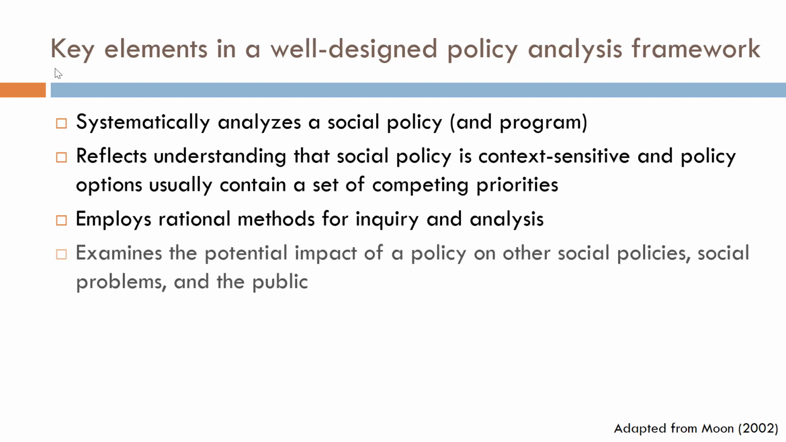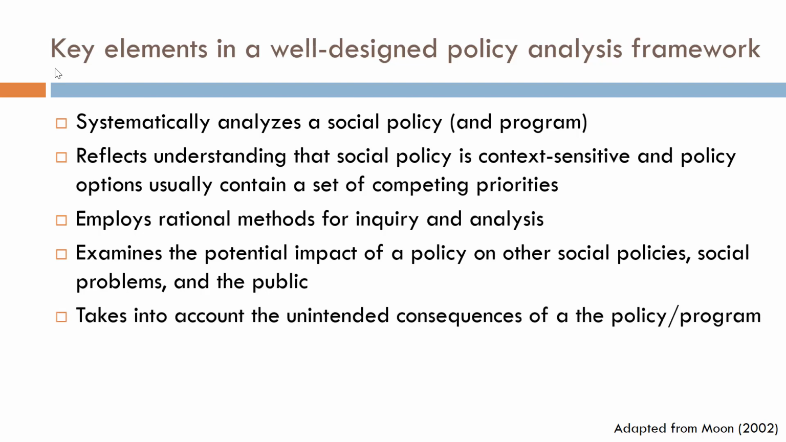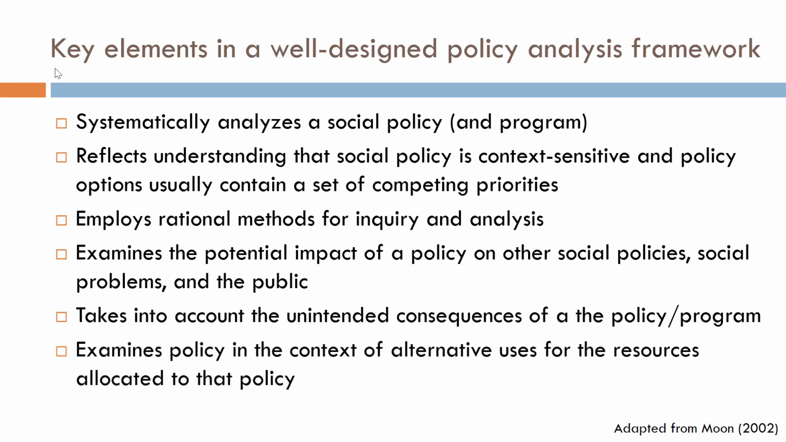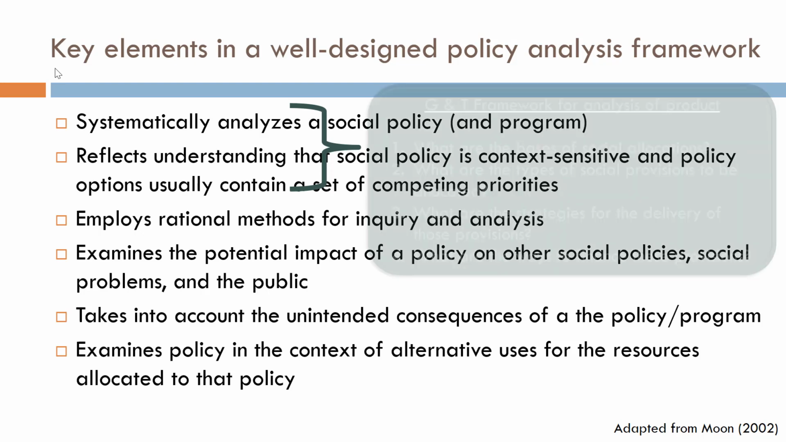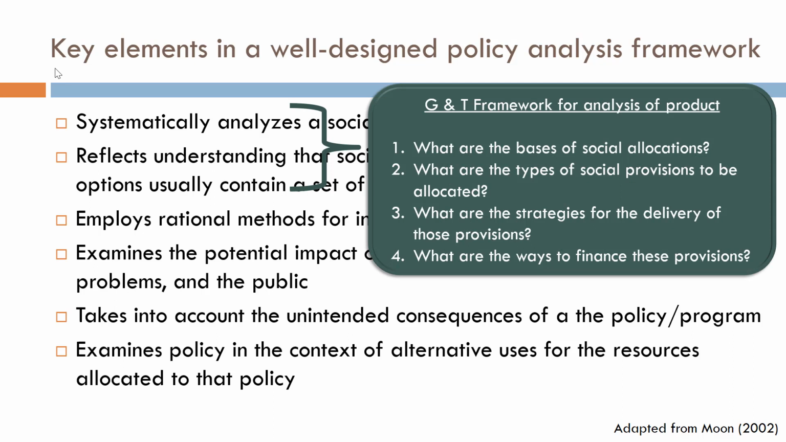The framework must also examine the potential impact of a policy on other social policies, social problems, and the public. The framework also takes into account the unintended consequences of that policy, and it examines the policy in the context of alternative uses for the resources allocated to that policy. So in terms of the 3 P's, the process, product, and performance, when we look at these first two in terms of systematically analyzing the policy and reflecting the understanding that the policy is context sensitive, etc., we can see that this is the product piece of the Gilbert and Terrell framework. So these are those 4 questions.